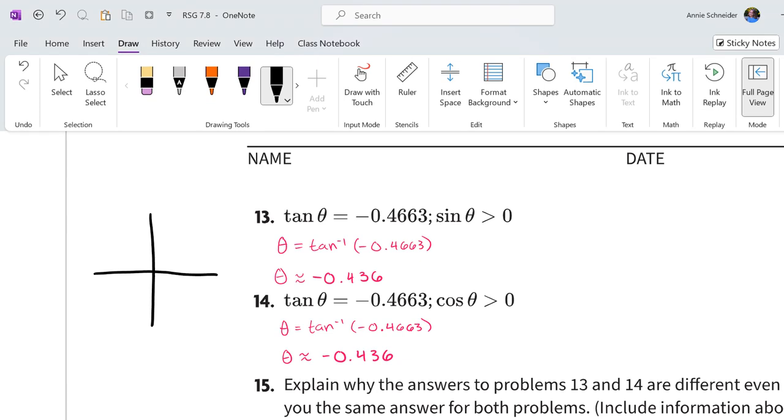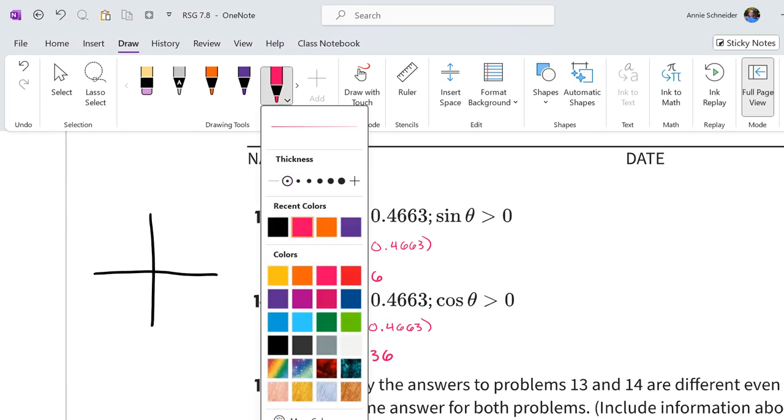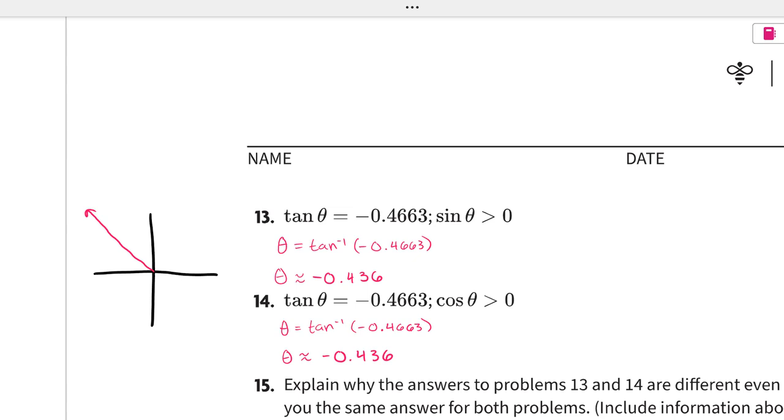So tangent is negative in quadrant 2, where x is negative but y is positive, so tan of theta is negative. In quadrant 4, tan of theta is negative. So we know tan of theta is negative in those two quadrants. So now, where is sine of theta positive? Sine of theta is positive in quadrant 2.